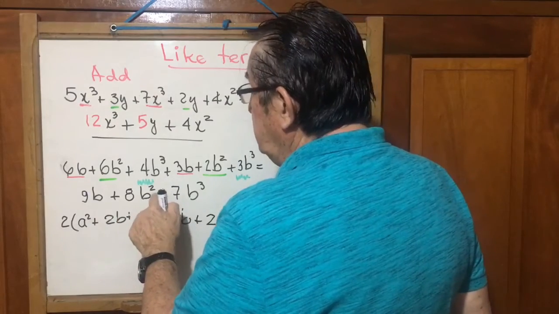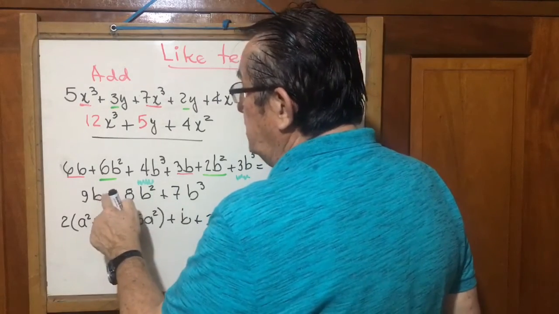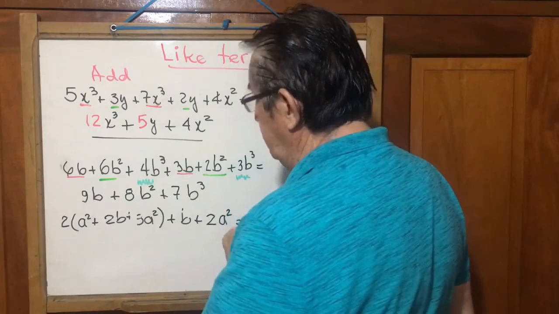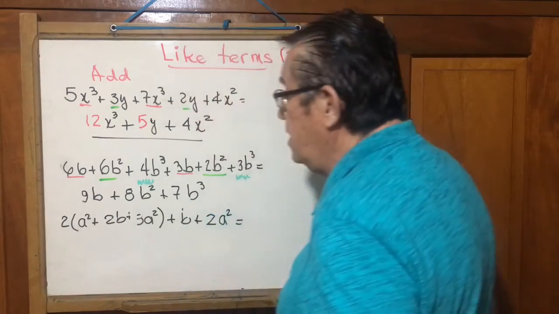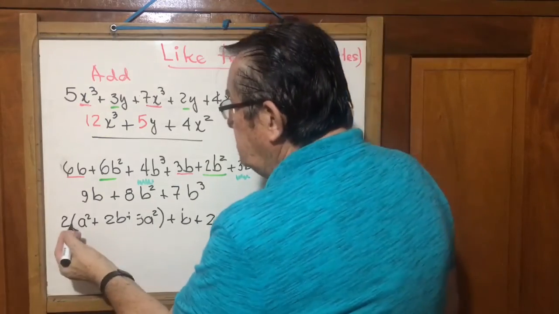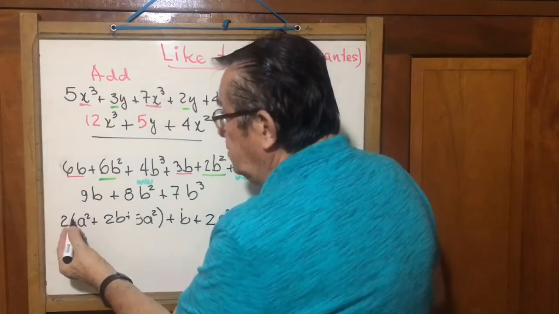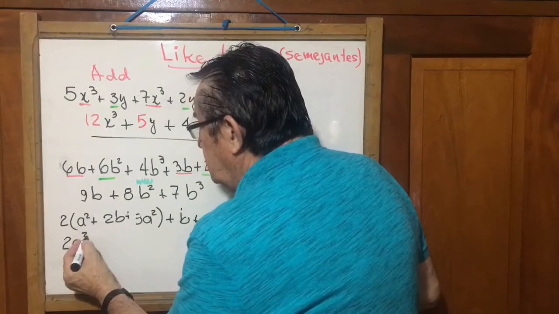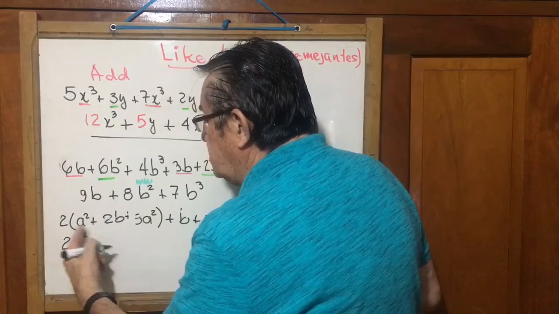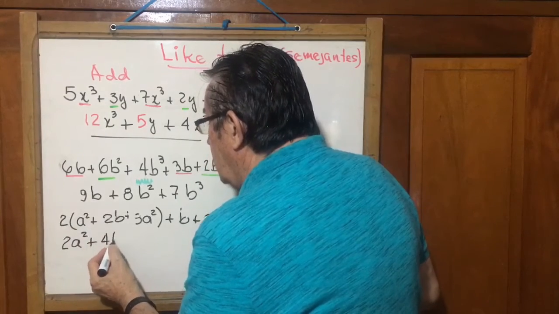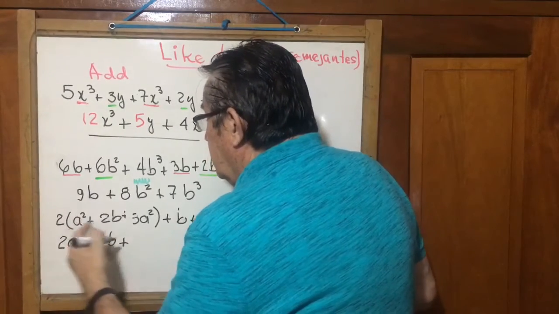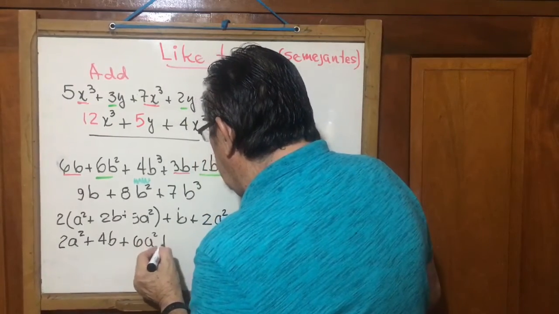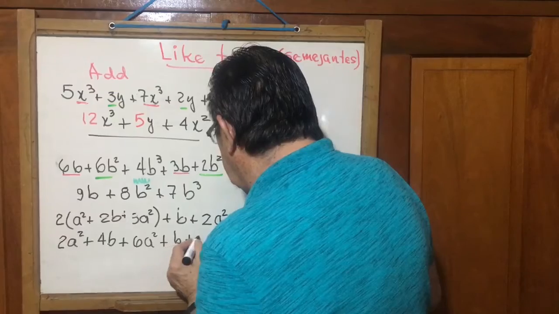Like terms depend on the exponent, so you can see the difference. b is not the same as b squared or b to the cube. So you have to be very careful. Now, if you have parentheses, that means by the distributive property, they can be multiplied. This will be 2a to the square plus 2 times 2 equals 4b, plus 2 times 3 is 6a to the square plus b plus 2a.